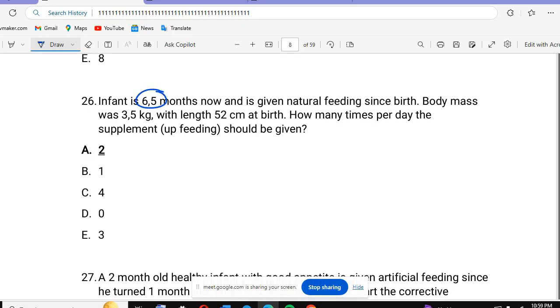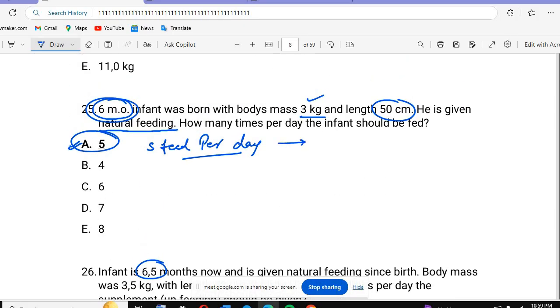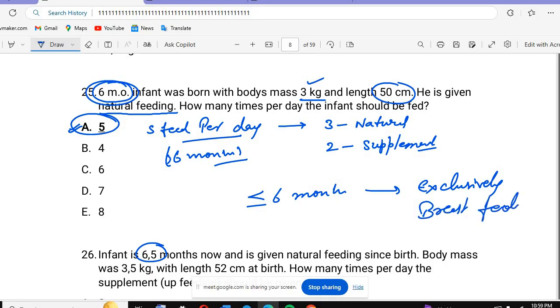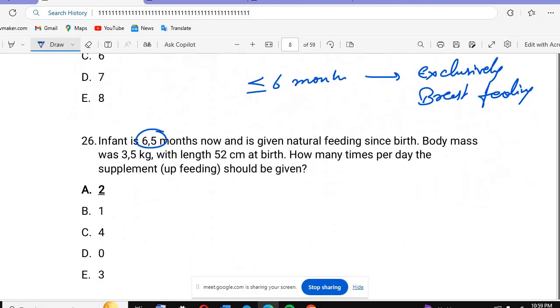Out of the 5 feeds, remember, 3 would be the natural feeds. This is for a 6-month-old child, 6 or above. 3 natural feeds, and 2 would be the supplement, like you can give outer food. And for less than 6 months, exclusively breastfeeding would be there.